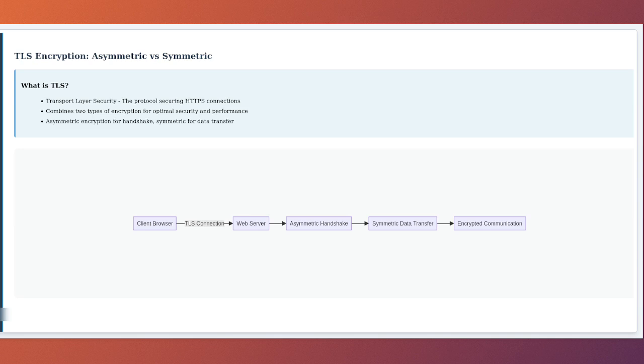Today, we're diving deep into one of the most fundamental aspects of secure internet communication, TLS encryption. Transport Layer Security, or TLS, is the protocol that secures virtually every HTTPS connection you make on the web. What makes TLS particularly elegant is its dual approach to encryption. It cleverly combines the strengths of both asymmetric and symmetric encryption to create a system that's both secure and efficient.